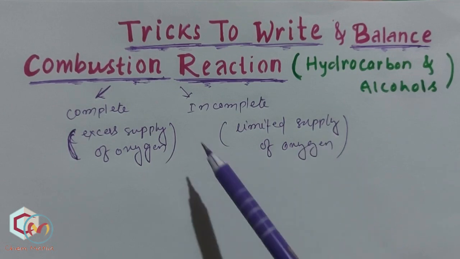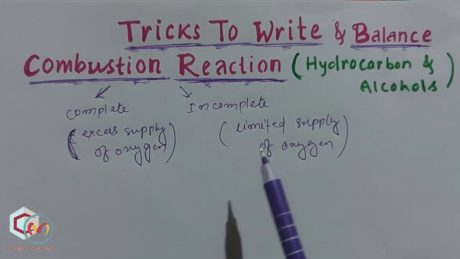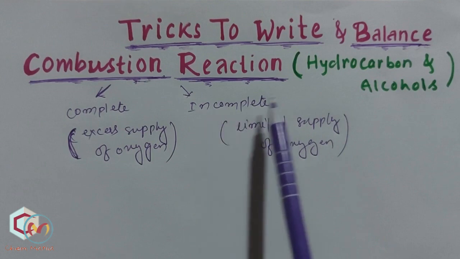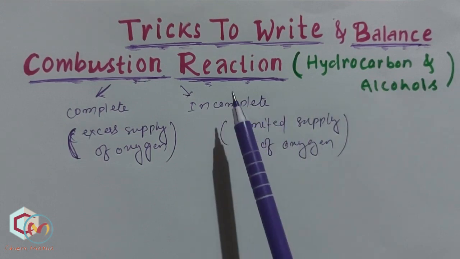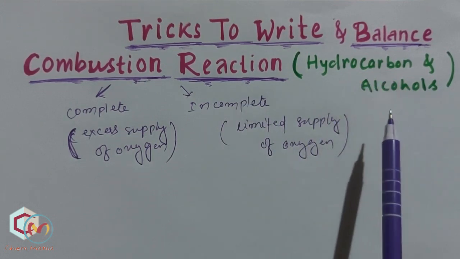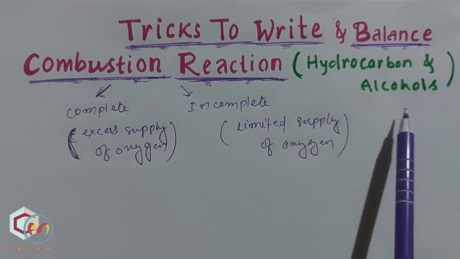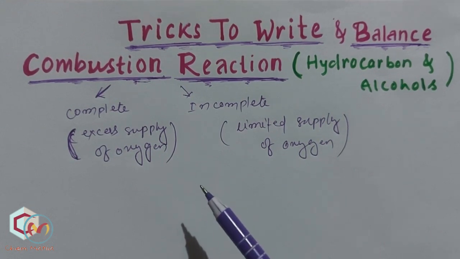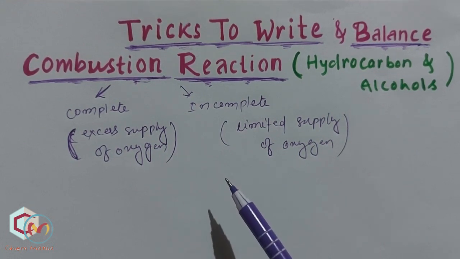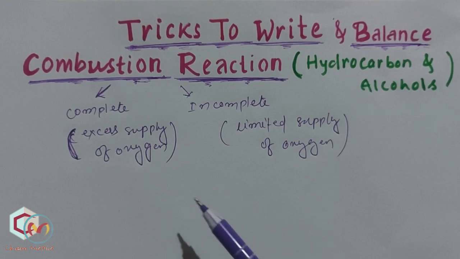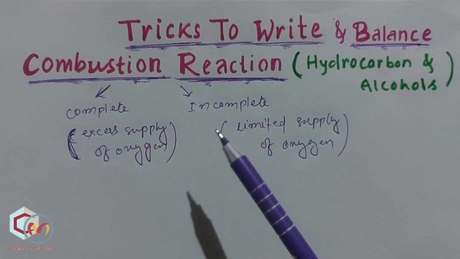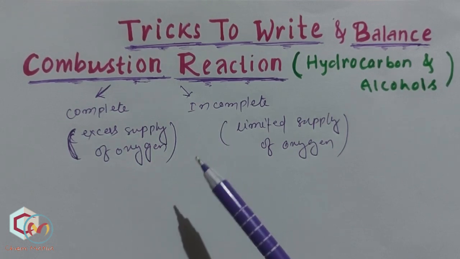Now I will write the trick to write and balance the combustion reaction. In many textbooks there is a formula for writing the combustion reaction of the hydrocarbon. Here I will tell about how to write and balance the hydrocarbon and alcohol combustion reactions. There are individual formulas for writing the combustion reaction of alkane, alkene and alkyne. Now here I will tell about the common formula to write and balance the combustion reaction. So this is the trick you have to remember.